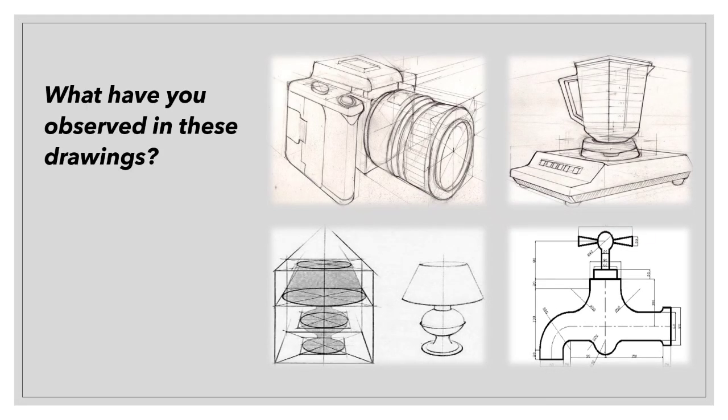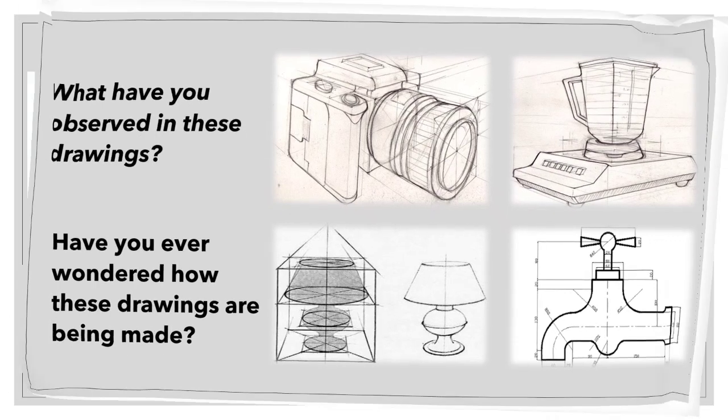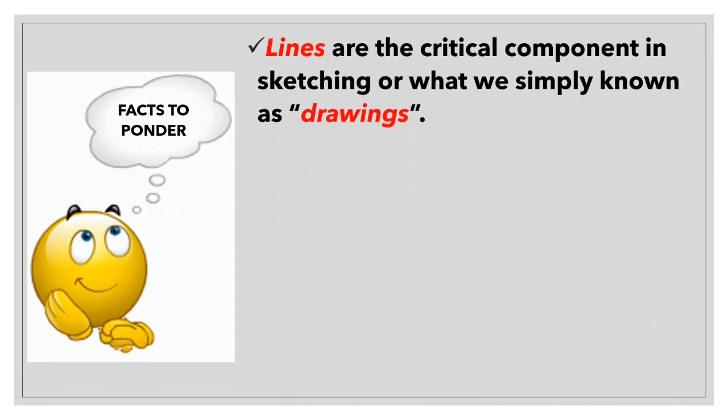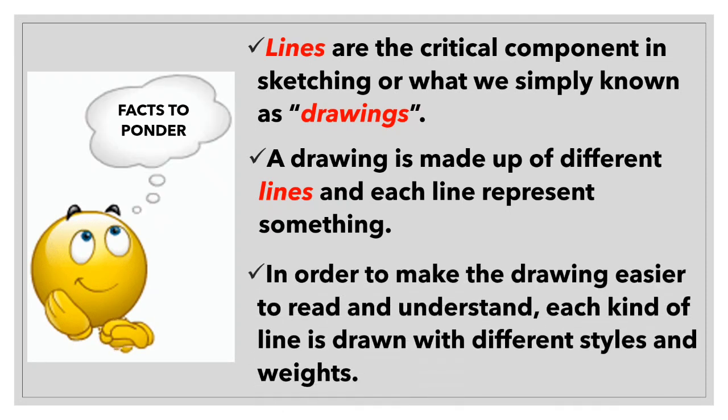Now, what have you observed in these drawings? Have you ever wondered how these drawings are being made? They are all made up of lines. Very good! Lines are the critical component in sketching, or what we simply know as drawings. A drawing is made up of different lines and each line represents something. In order to make the drawing easier to read and understand, each kind of line is drawn with different styles and weights.